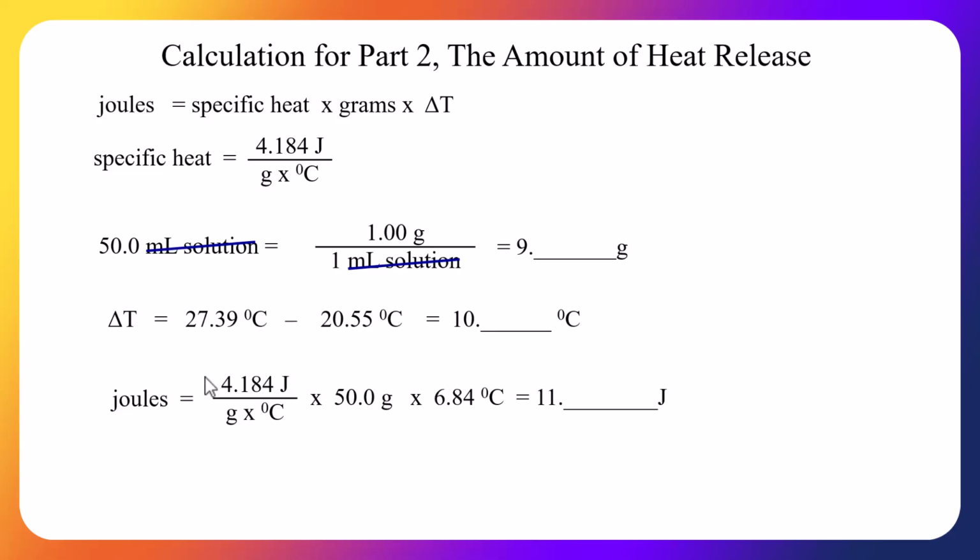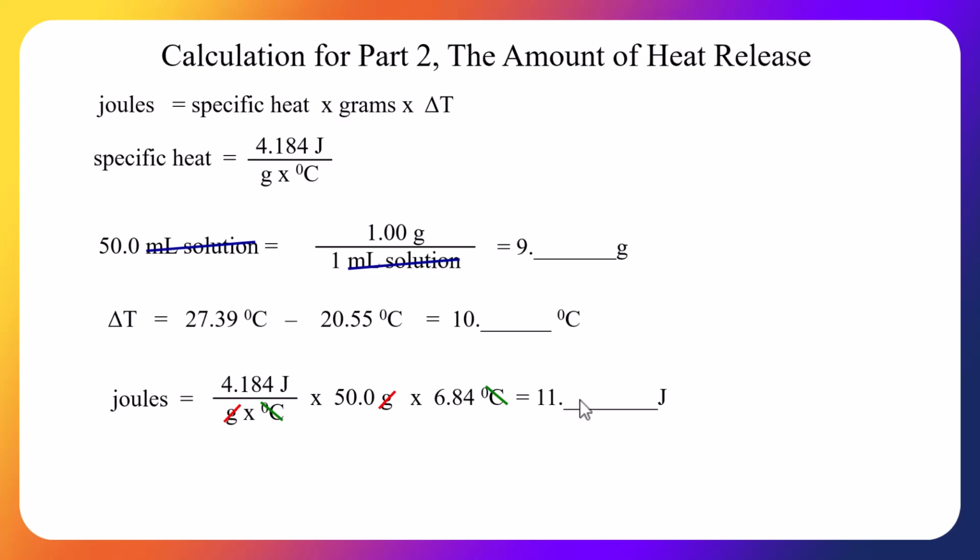The joules are going to equal 4.184 joules per gram per Celsius, times 50 grams, and then the temperature change is 6.84. That will give me the number of joules. Notice the units cancel out very conveniently. The grams cancel out, the Celsius cancel out.